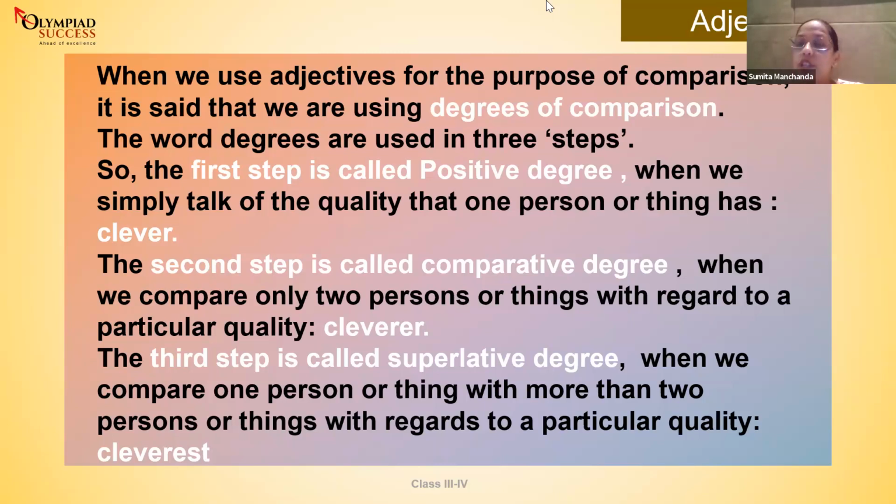So when I say positive, we only talk about the quality of one person. Second one is comparative, where we compare 2 and we add ER at the end of the word. When I say superlative, I compare one person or thing to more than 2 persons or things, and we add EST at the end of the word. Yes, Ashaj, that's correct. Bad, worse, worst, good, better, best.